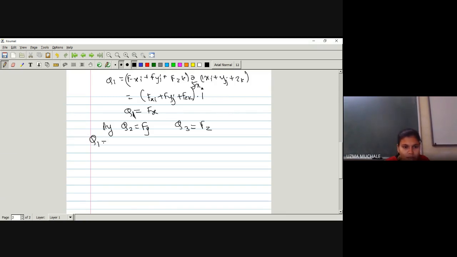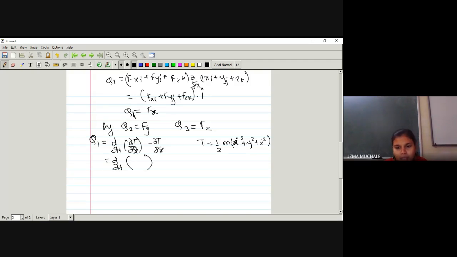The value of q1 we have obtained is d by dt of dou T by dou x dot, minus dou T by dou x. Now T is already known to us. T is equal to, we have written the equation, 1 upon 2 m v square. v square is r dot square. We have found this to be x dot square plus y dot square plus z dot square. So can anyone tell me the derivative of T with respect to x dot here?